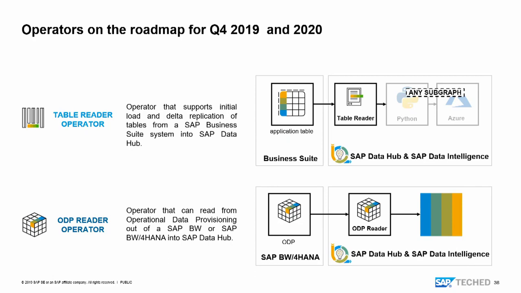I'm not sure if I'm getting the question correctly, but from a Data Hub perspective, you will be able to consume ODP, whether that is on an ECC or a BW system. Both will be supported. The CDS Reader is actually quite interesting, because we often have issues with the current SLT that you can only replicate one table and only the deltas are coming from that one table.